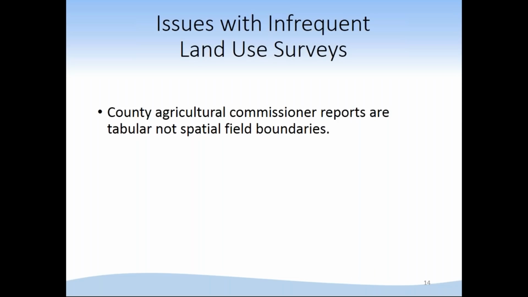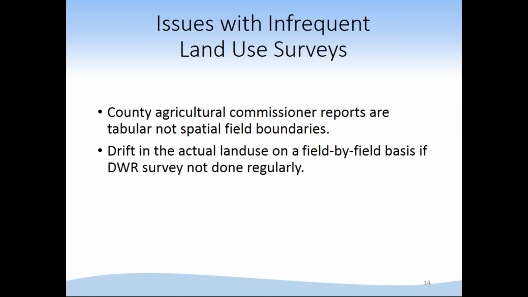But we didn't know where, if the lettuce acreage went down, which specific fields were no longer lettuce. So we had to make assumptions and guesses at that. Over time, there was greater and greater drift of what the actual land use on a field-by-field basis was when these DWR surveys weren't done.